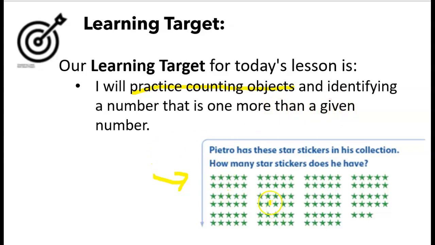So let's say that I have a number 17. What's a number that is one more than 17? That's right, 18 is one more than 17. That's what we're going to start practicing today, one more than a given number.